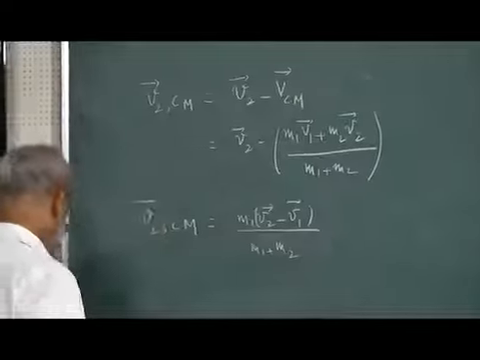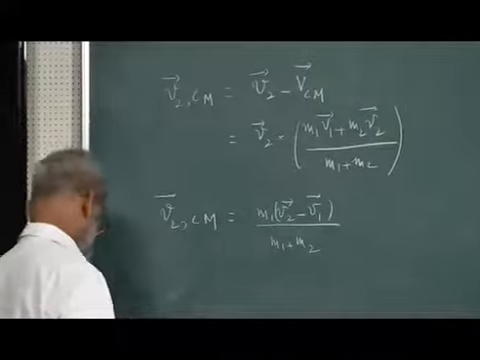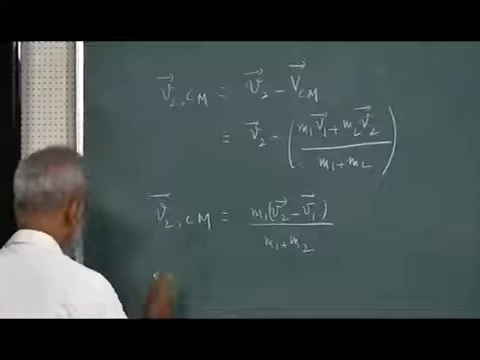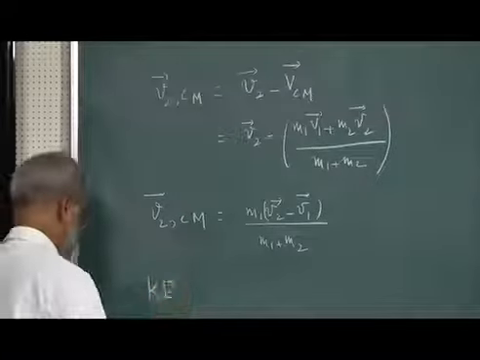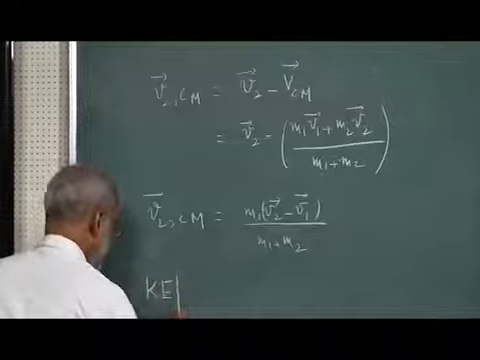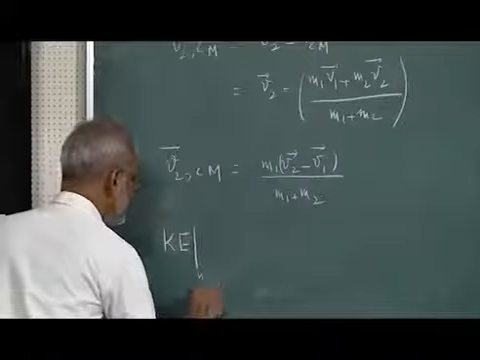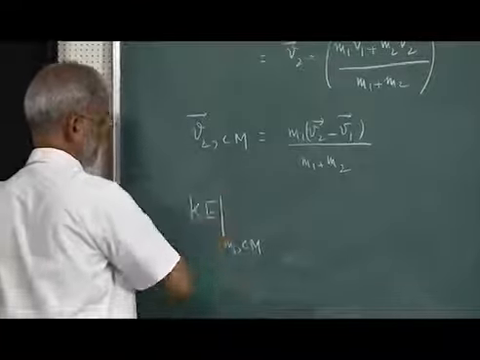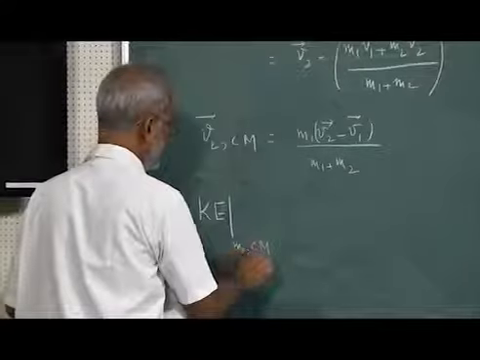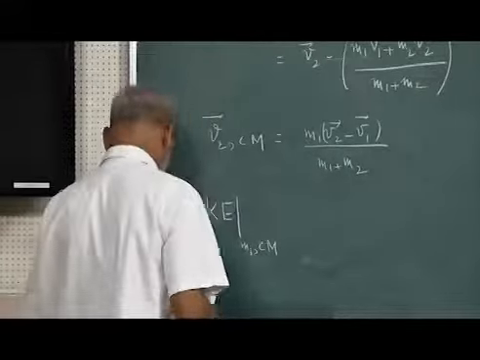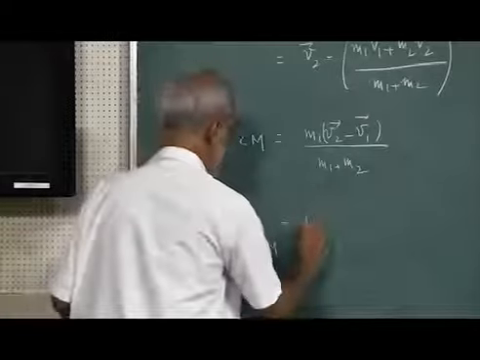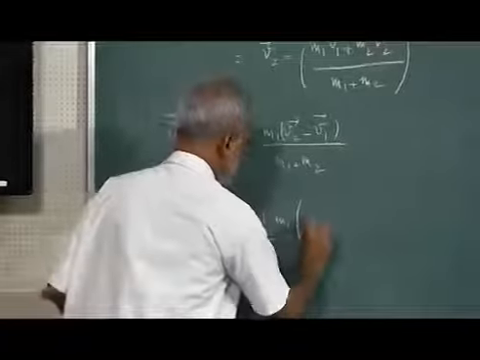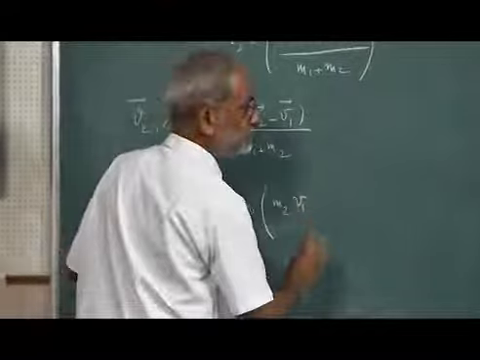Right. Okay. Now, what I need to do is calculate the kinetic energy of the first particle relative to the center of mass. I will use a notation, this straight line just says where I am calculating this quantity. This will by definition be half m1 into the square of that, m2 v12.